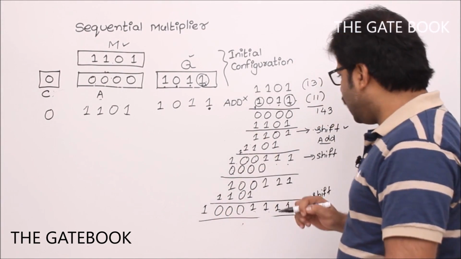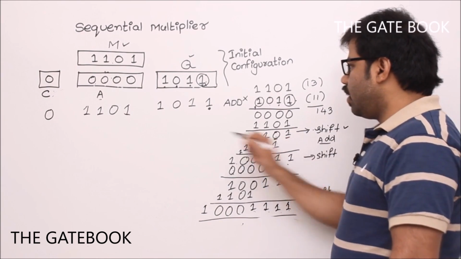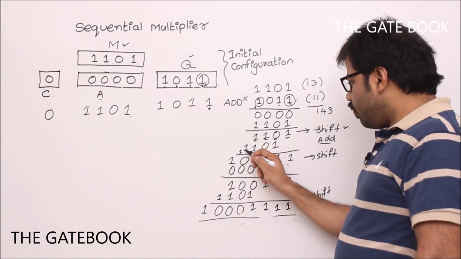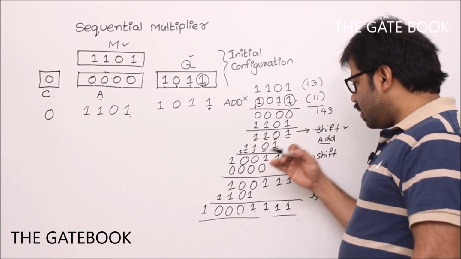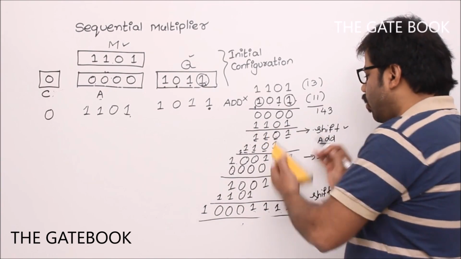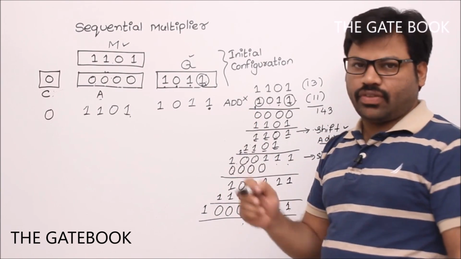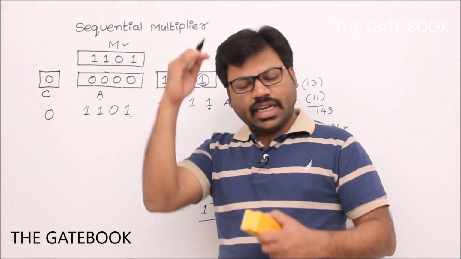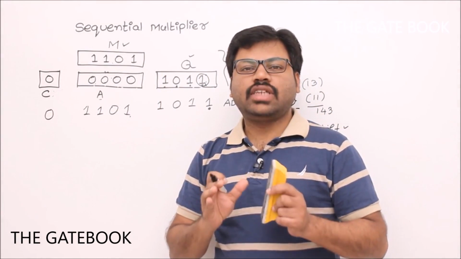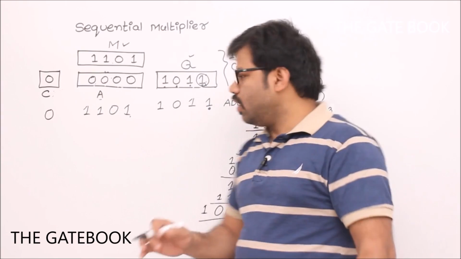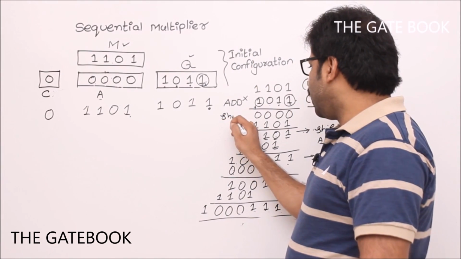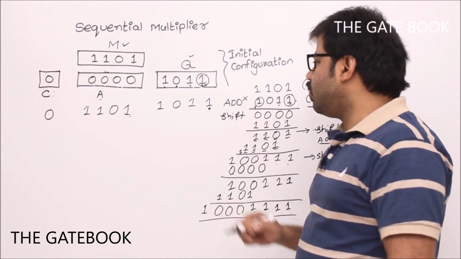Why shift? You see here, once you get 1101 into the result, then the next addition has to be done after doing the shift operation. That's why immediately we have to do shift. Remember one thing: in the entire multiplication process, once addition is done, immediately we have to shift, right? That's why there should be a shift operation. Let us try to understand how shift happens.